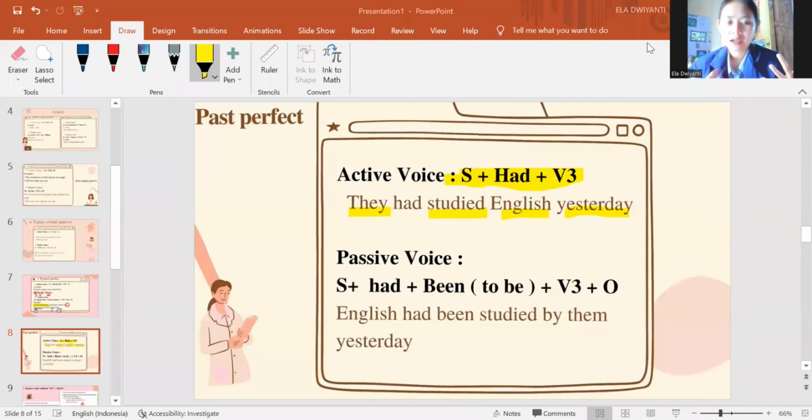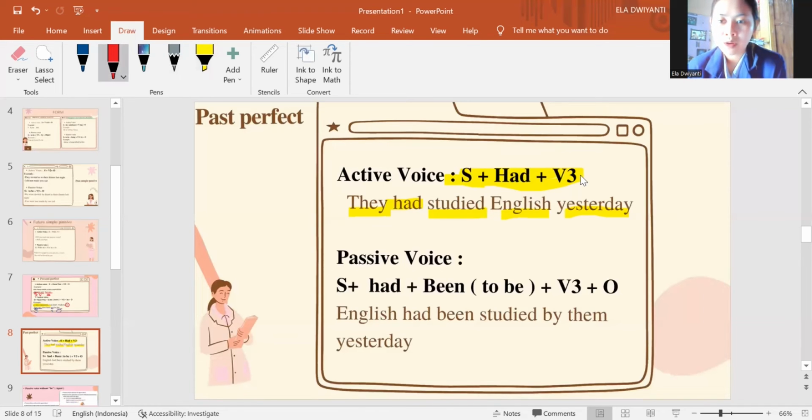Okay, the next is past perfect passive. In the past perfect passive, the pattern in the active voice is subject, have, plus verb 3. For example, "They had studied English." They is a subject, studied is a verb 3, had, and English is an object. In the passive voice, same, we need to switch the subject and the object.